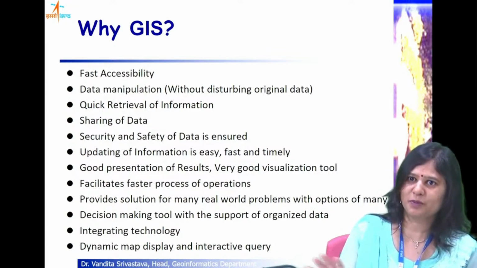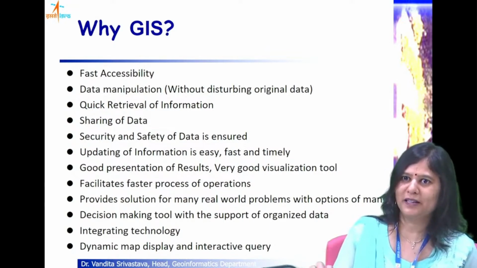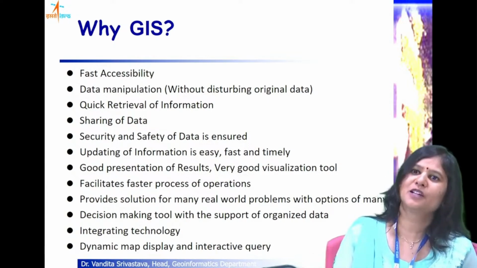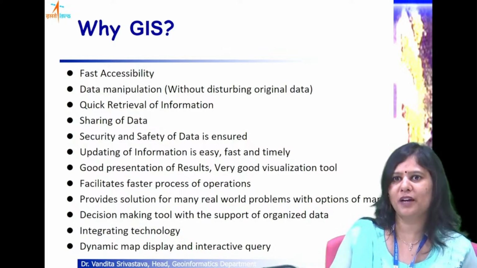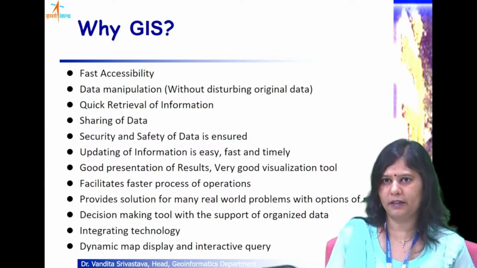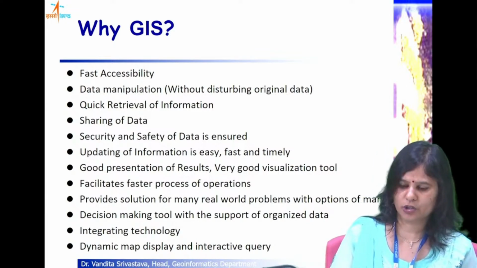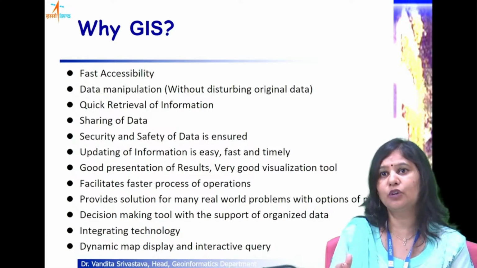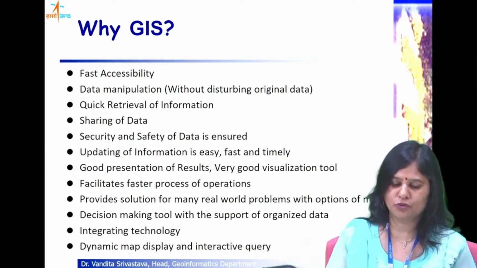If something has changed because some earthquake took place, some buildings were washed away, or some flood took place because of which the landscape has been modified, we can immediately go and update the data. And we can analyze what the scenario was in the past and present, and maybe we can do modeling of what is going to happen in future.